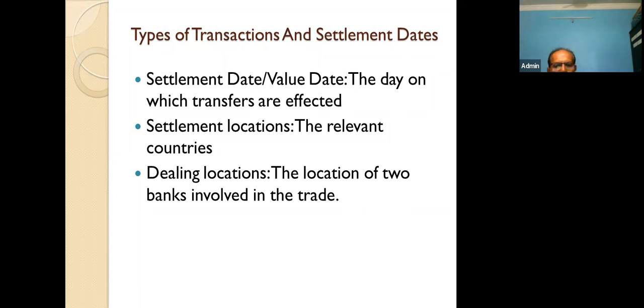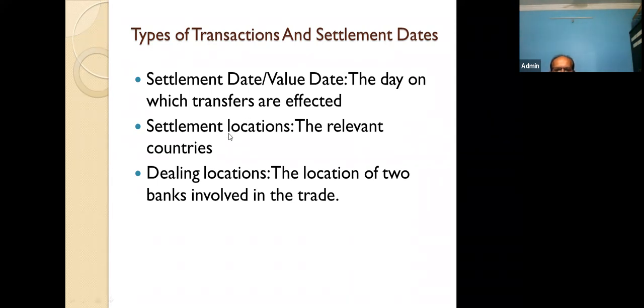Whenever we transfer one currency from one location to another, okay? Now from India, if you're transferring to Thailand or maybe Japan, suppose you do the transfer today, that is known as the settlement date. Today is 11th Feb, so 11th Feb is the settlement date because today we made the transfer.